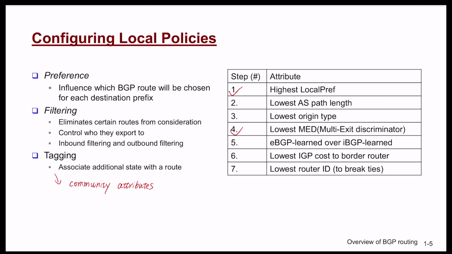Thirdly, tagging. Tagging allows us to associate an additional state with a route and use this additional state to coordinate decisions. The key mechanism is the community attribute. It is a variable length string used to tag routes. The community attribute is a highly expressive mechanism, lending itself to support a wide variety of complex policies that are difficult to express through other means.